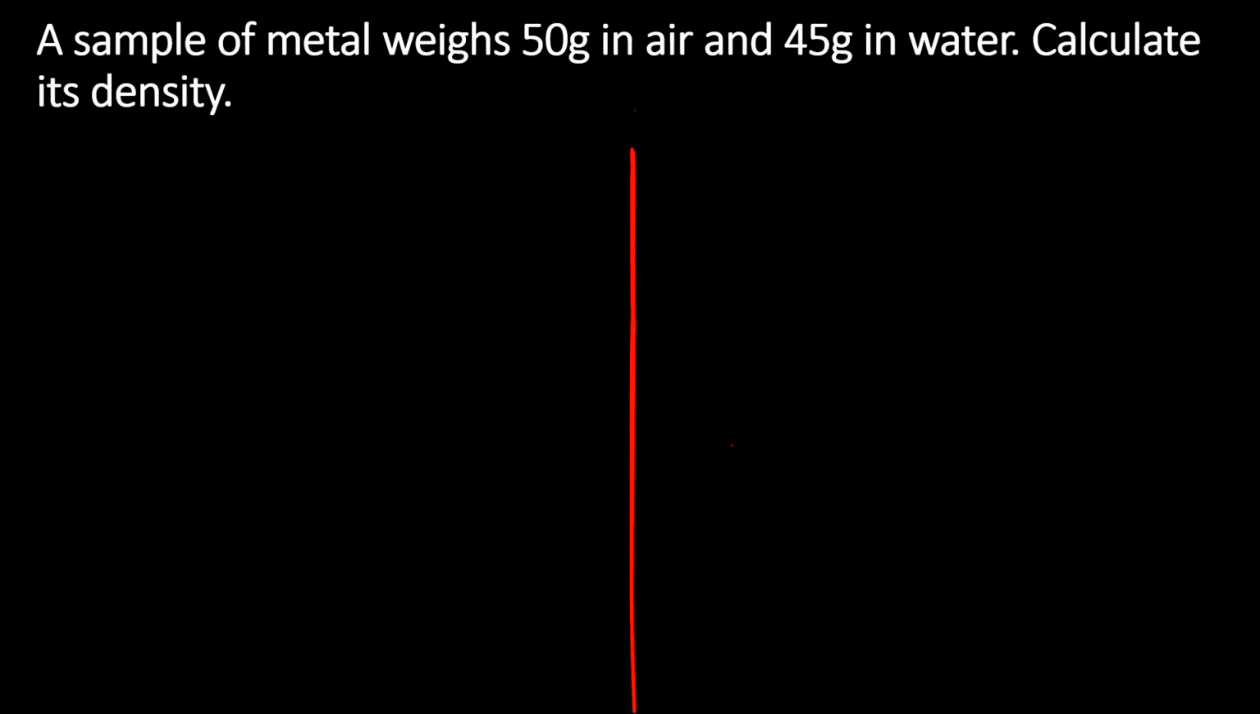A sample of metal weighs 50 grams in air and 45 grams in water. Calculate its density. Okay, let's solve it. Solution. So first one, weight of metal in air.